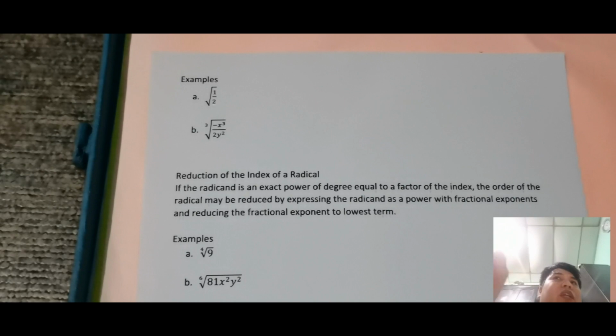Kunyari, minultiply ko siya sa number. Saan siya malapit para maging a perfect square? Sir, kay 4. So, ngayon, paano magiging 4 si 2? Sir, times 2. Yes, times 2. Tama yun. So, ibig sabihin, mag-multiply ako ng 2 over 2.